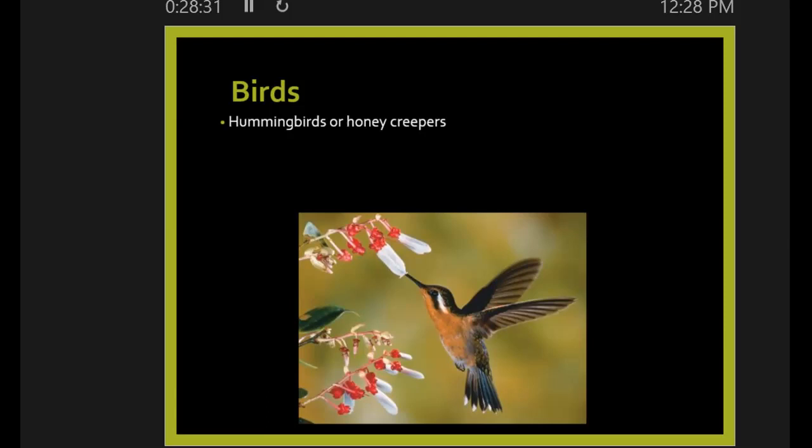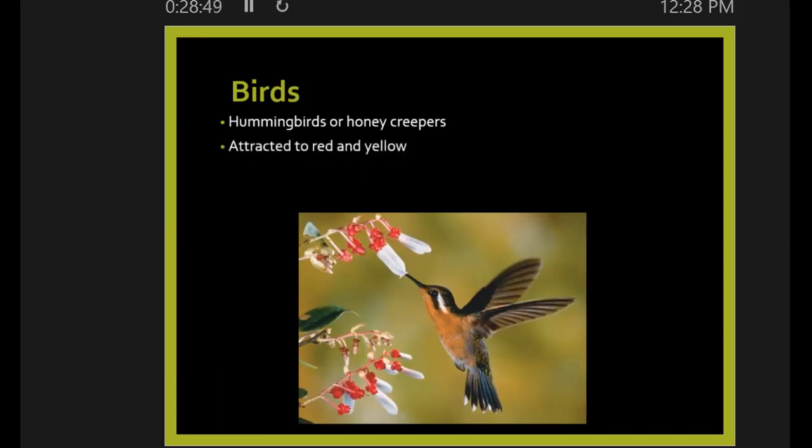And do not put food coloring into the liquid that they feed off of. Food coloring is not good for them. If you buy a hummingbird feeder, there's enough red and yellow on it that they will be attracted to it. You don't need to put food coloring in there.